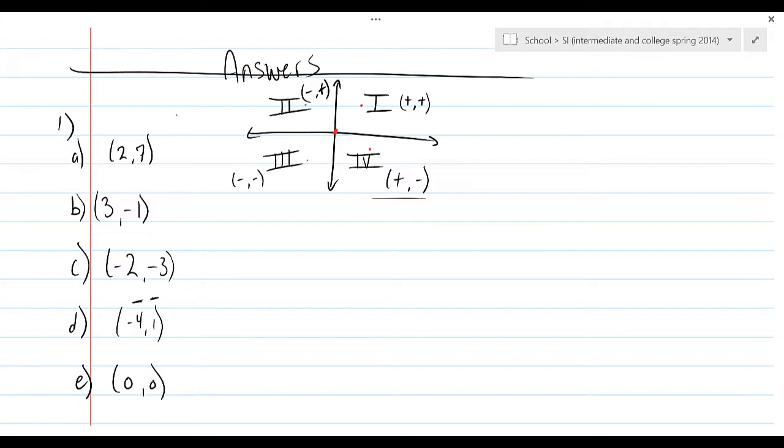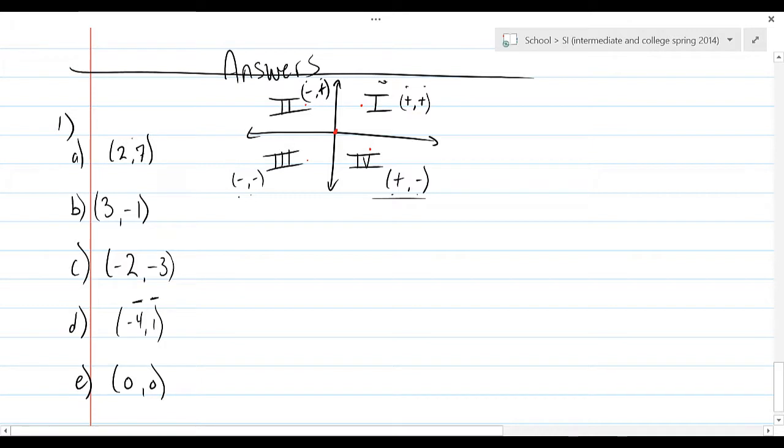The question reads, what quadrant is the point located in? Depending on what we know about quadrants, we can determine where the point is located. In quadrant 1, both the x and y values are positive. In quadrant 2, the x value is negative and the y value is positive. Quadrant 3, they're both negative. In quadrant 4, the x is positive and the y is negative. With this information, we can determine what quadrant each point is in.